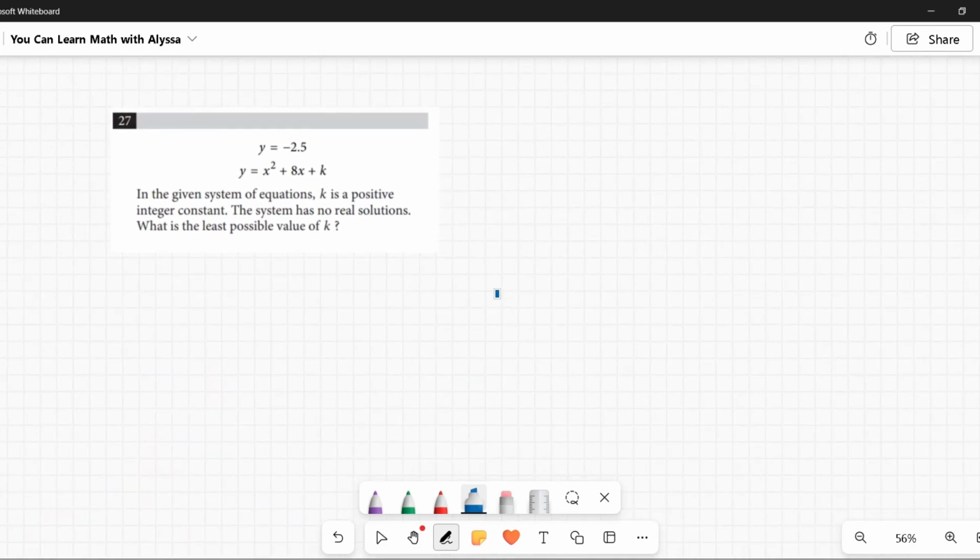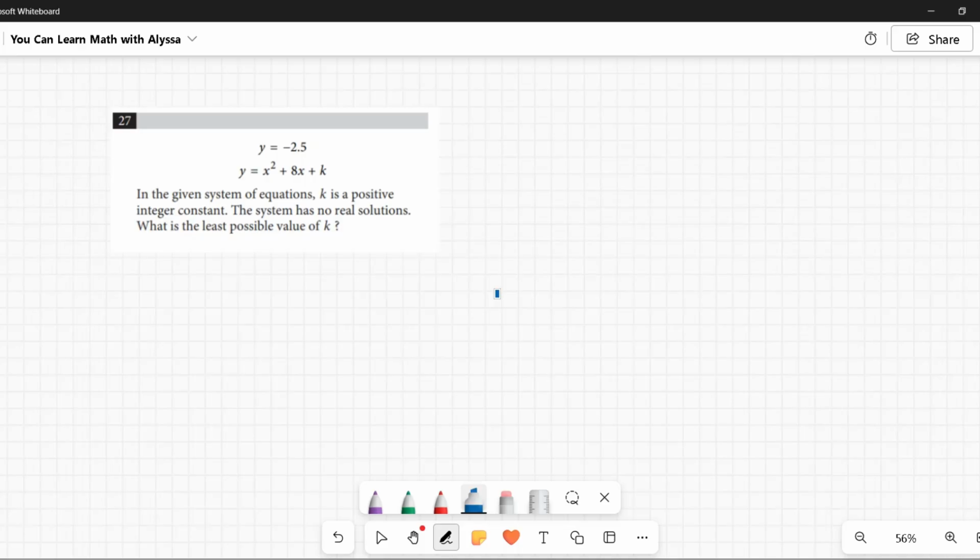All right, last one in this section. Number 27: y equals negative 2.5 and y equals x squared plus 8x plus k. In the given system of equations, k is a positive integer constant. The system has no real solutions. What is the least possible value of k?